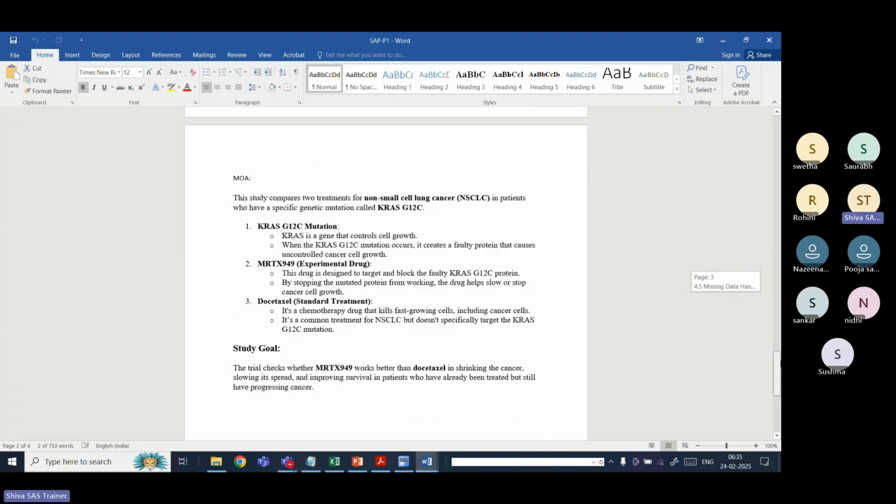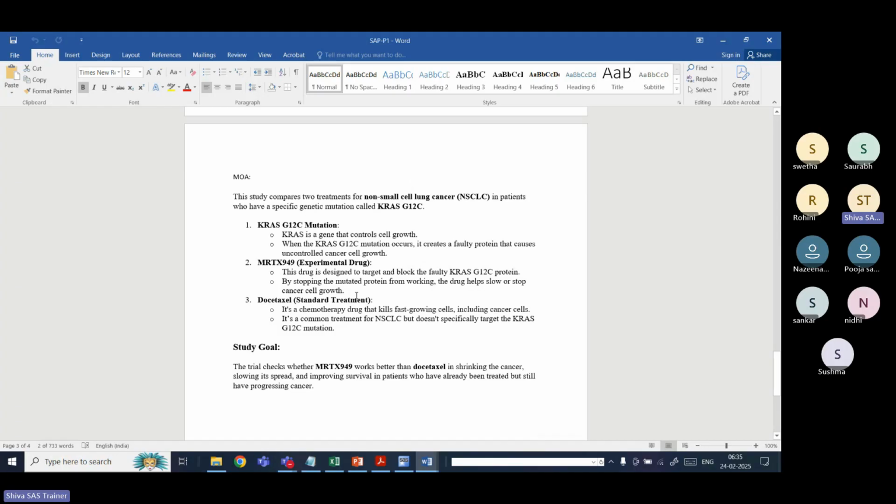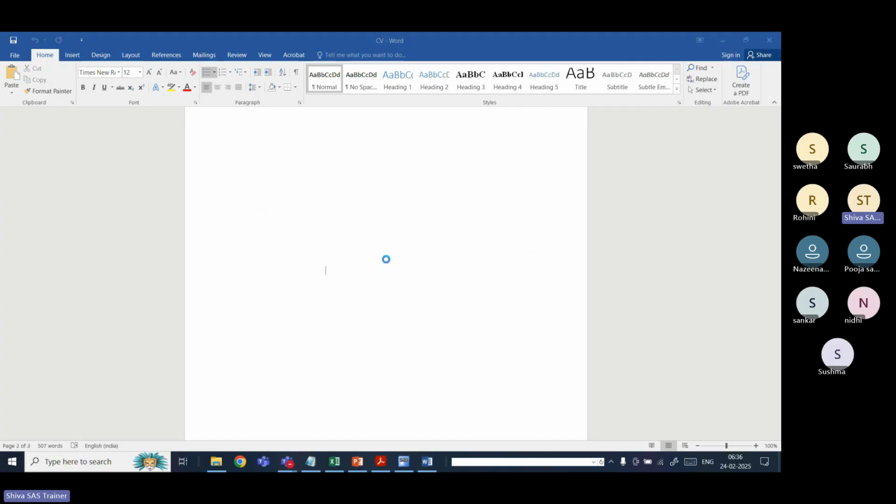I have also mentioned the mechanism of action of this drug, you can see. How does the mechanism of action work? This is lung cancer. The drug targets the gene that controls cell growth. Some mutations were happening, and this drug is going to block that growth, stopping the increase of the cells. You can go through this document and you will understand.